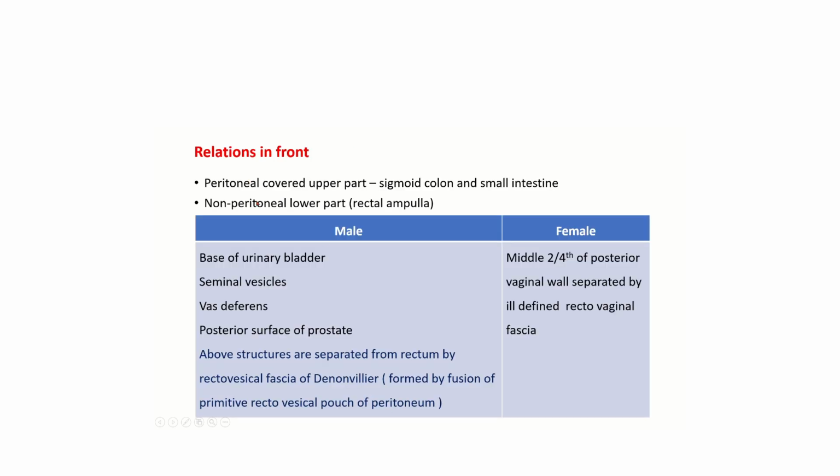So relations in front. The peritoneal covered upper part is related to sigmoid colon and small intestine. The non-peritoneal lower part is the rectal ampulla. In male, it is related to base of urinary bladder, separated by seminal vesicles, vas deferens, and posterior surface of the prostate. Both structures are separated from rectum by rectovesical fascia of Denonvilliers, which is derived from the primitive rectovesical pouch of peritoneum. In the female, it is related to middle 2/4 of the posterior vaginal wall, separated by ill-defined rectovaginal fascia.